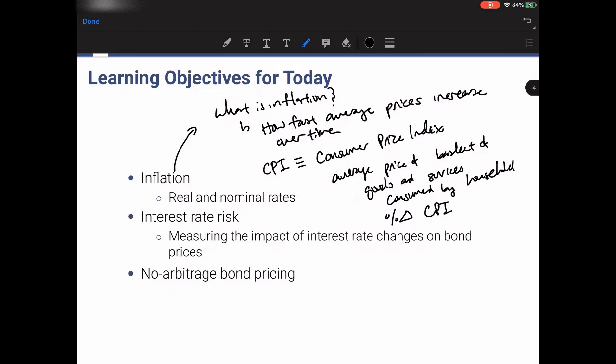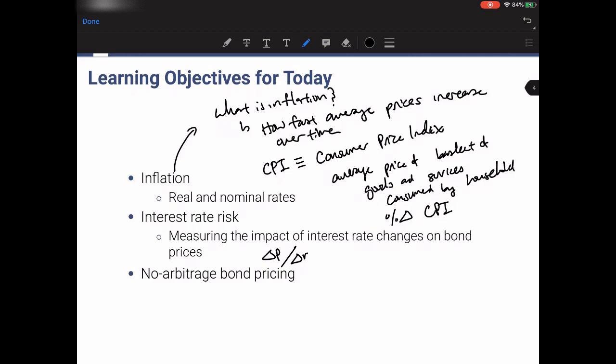Second objective we're going to talk about today is interest rate risk. Specifically, we're going to define it in terms of how the price of bonds will change in response to changes in the interest rate. Think of delta P, where P is the price of a bond, with respect to a change in interest rate, so maybe delta R. R I'm going to use for my nominal interest rates, and P is my bond price variable.